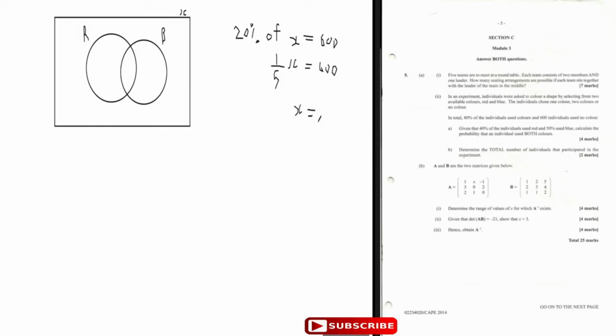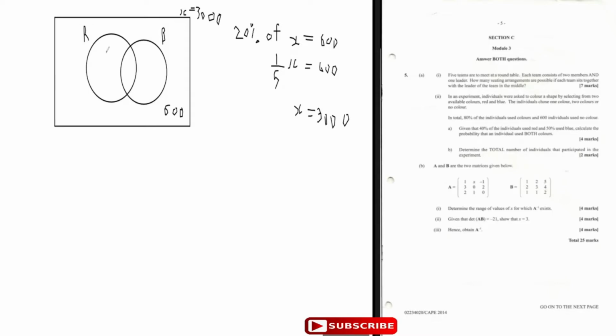So that means the total number of students is 3,000. So this is 3,000, the total number of students. Now, since this is 3,000, then out here it's going to be 600. Out here is 600. And that means that 2,400 use colors. 2,400 is in here.